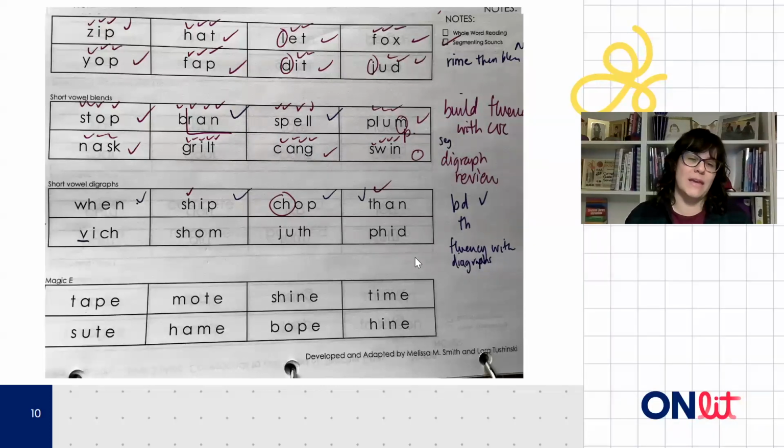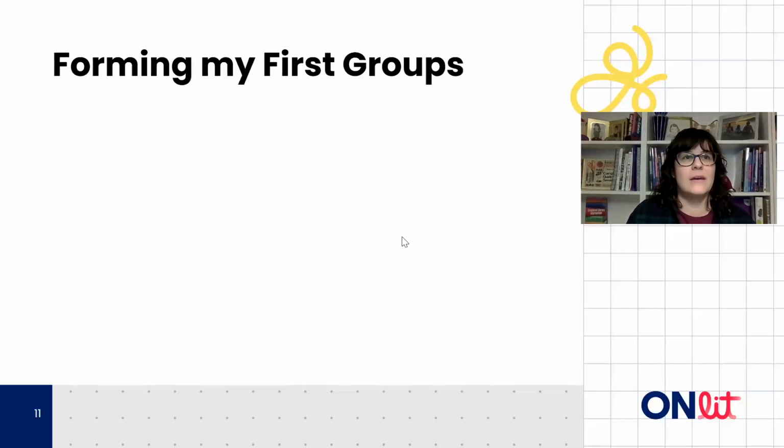And that was my way of making sure. Again, I'm checking to see, can they read CVC words? Can they read words with digraphs and blends? And where are we in terms of that magic E? The majority of my kids in the class were needing that support on a review on the digraphs and then the explicit instruction in the blends.